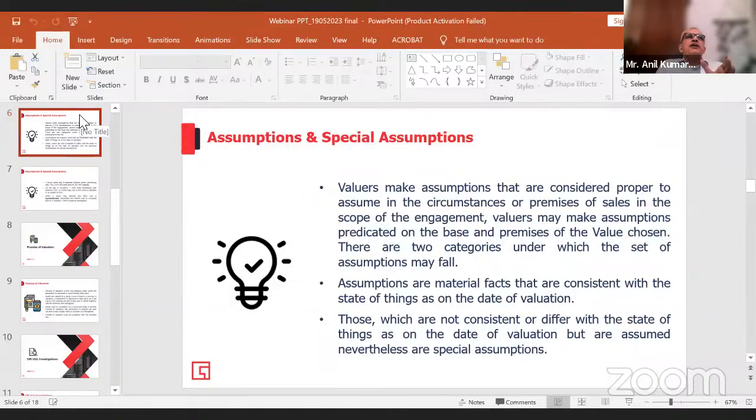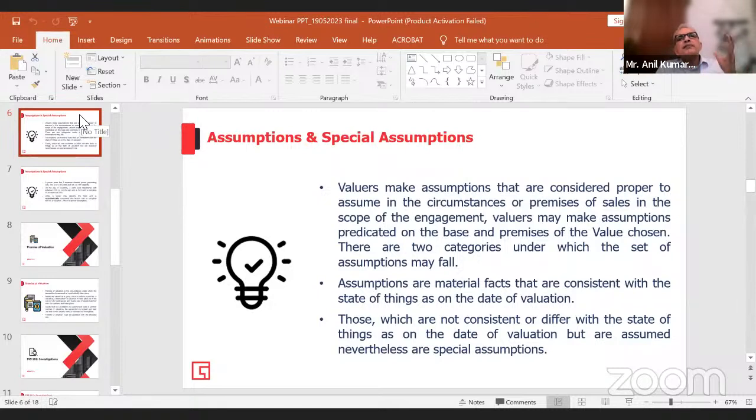So if there is a closed plant, and my assumption in doing the valuation is the plant is lying closed, and I still need to calculate the fair market value of that, that is my assumption. So actually it's borne by facts on the ground. That is an assumption. A special assumption is that which is not borne by the facts on the ground.